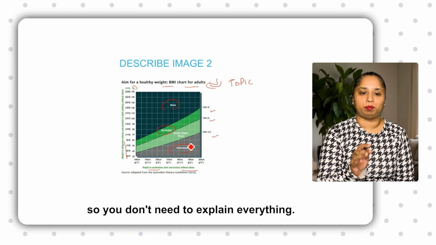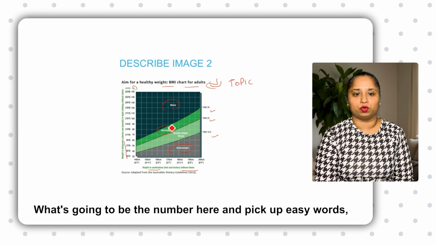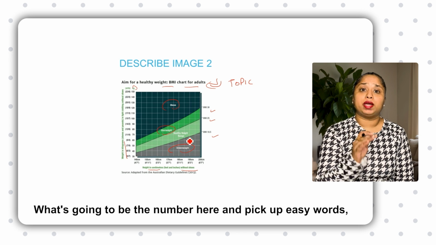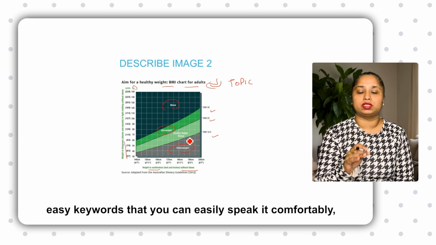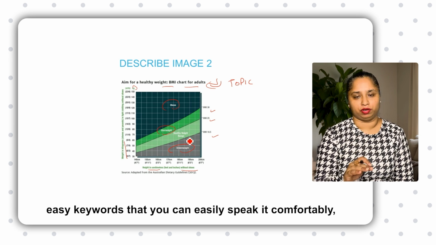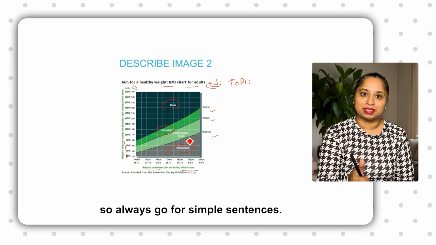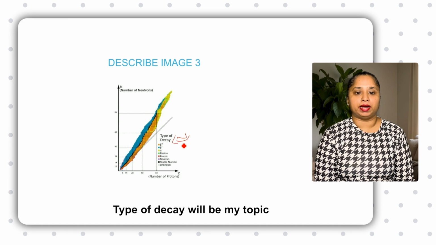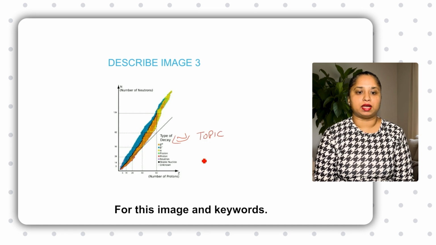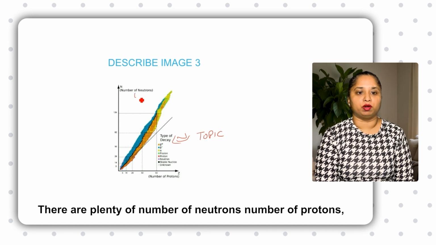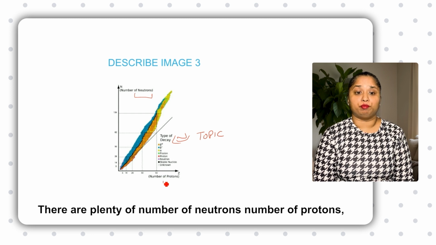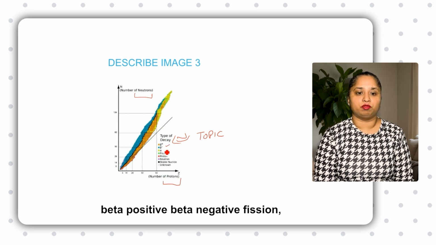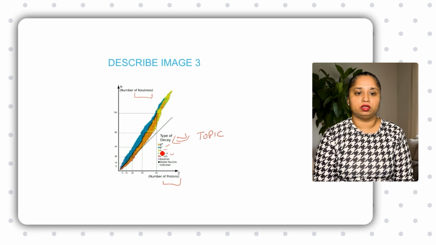So you don't need to explain everything, okay? Like what's going to be the number here. Pick up easy words, easy keywords that you can easily speak comfortably. So always go for simple sentences, simple vocabulary. Type of decay will be my topic for this image, and keywords: there are plenty, number of neutrons, number of protons, beta positive, beta negative, fission, alpha, neutron, unknown.